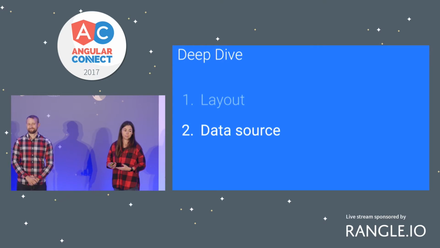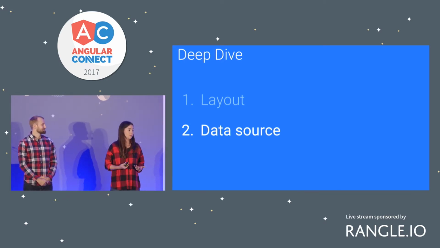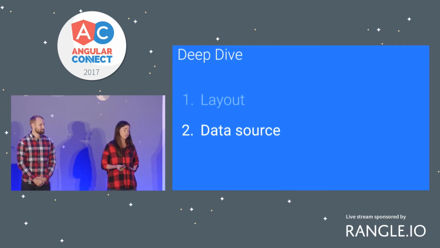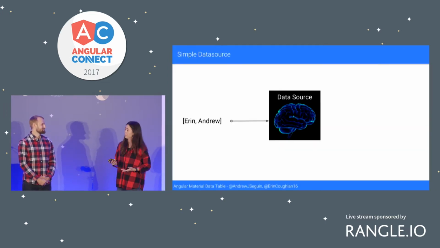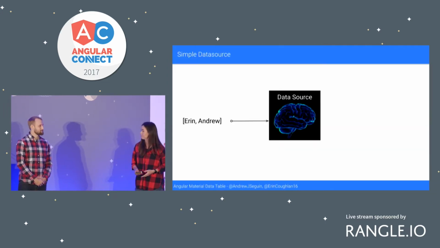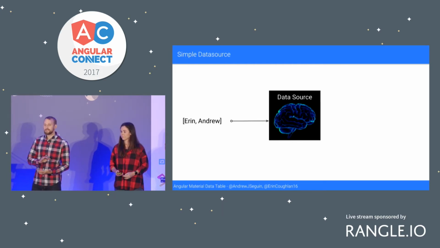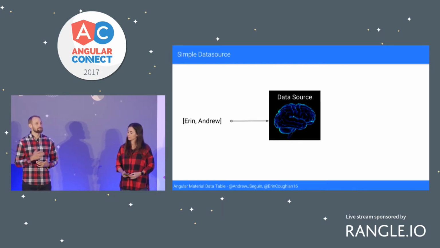Now, after talking about the layout and going with this column-based design, we're going to go into the second part of our talk, which is the data source. And so as we said, the data source is the brain. It's the brains, right? So if you want to talk to the table and tell it what rows you want to render, you go through the data source.